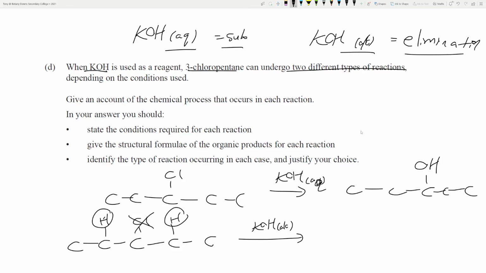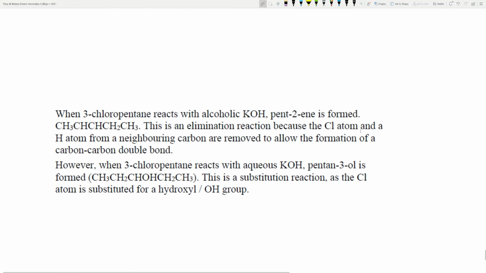In this case, because this one is symmetrical, you don't make major and minor products, so it doesn't make any difference where I put the double bond. You lose a Cl and this H, and you make a double bond here. This is your elimination reaction. So just remember, alcoholic KOH, elimination reaction: you lose a Cl and the neighboring hydrogen, and you make a double bond. Whereas 3-chloropentane reacting with KOH aqueous forms pentan-3-ol, because it's a substitution reaction.